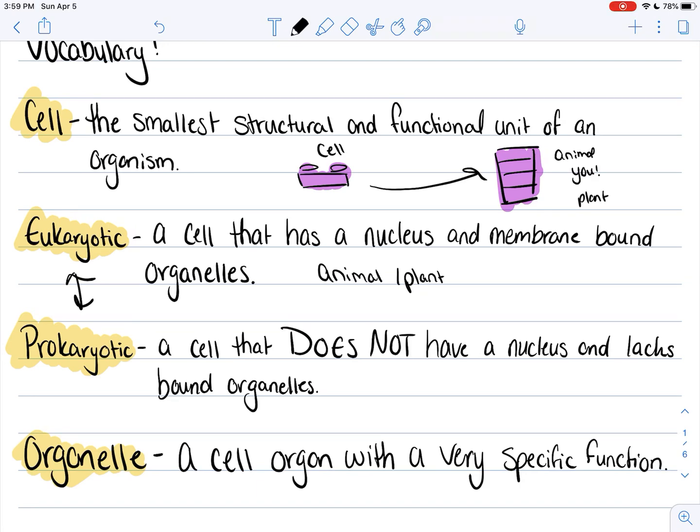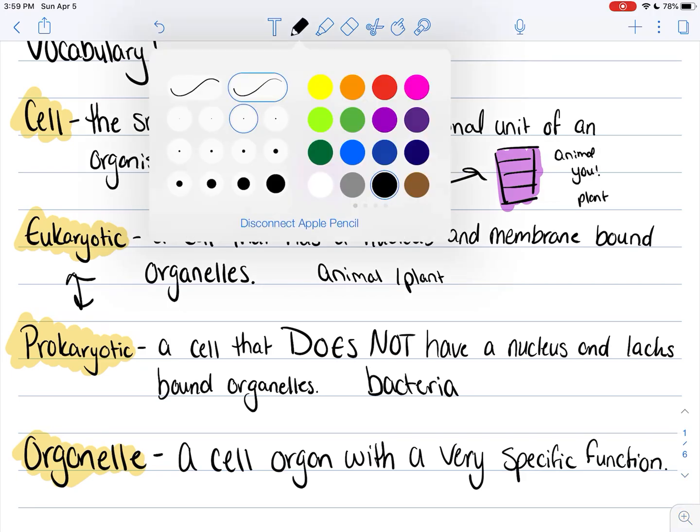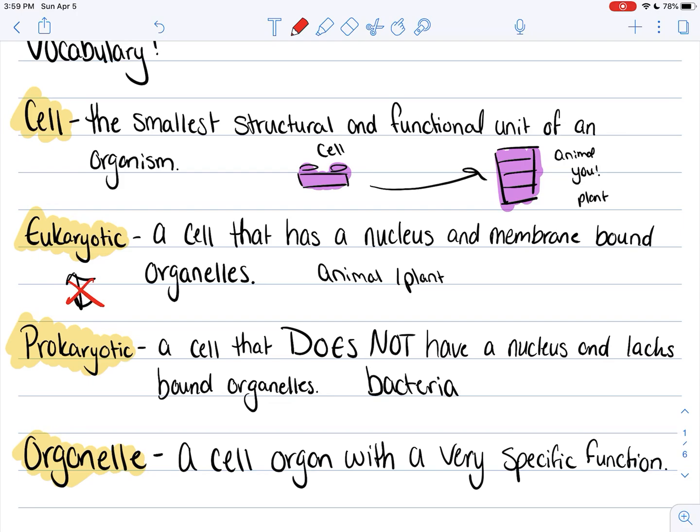Prokaryotic cells are cells that do not have a nucleus and they lack bound organelles. This is going to be bacteria. We're not really going to go over bacteria today, but it is an important term to know because prokaryotic cells and eukaryotic cells are not the same thing, and that's a very important thing to remember.